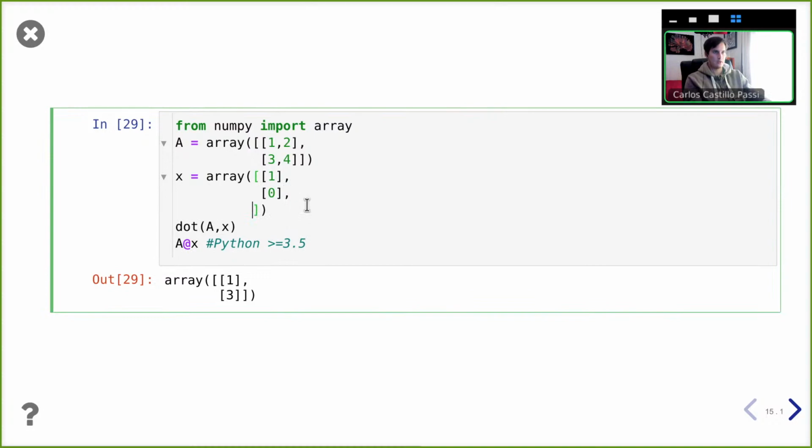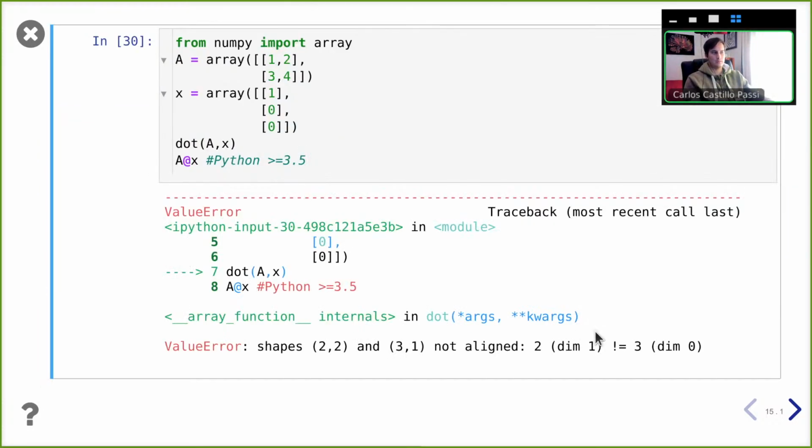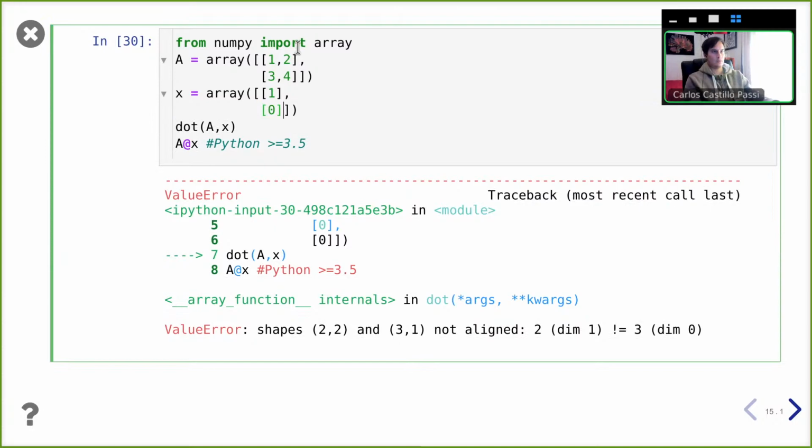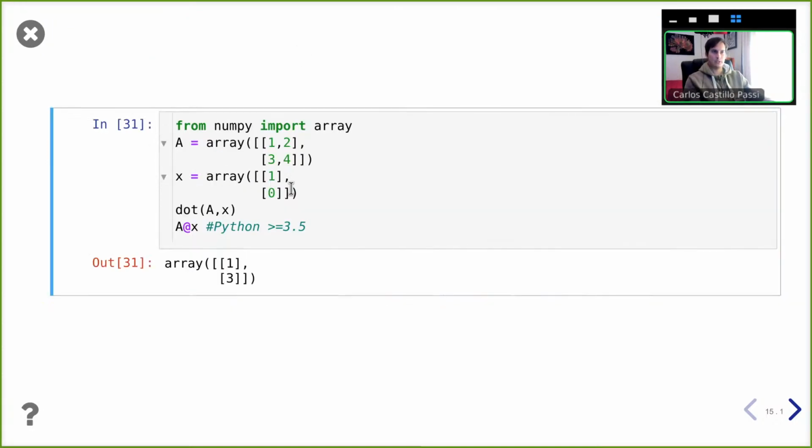If I add another row, basically it will give you an error. This does not make sense. But if you always use vectors that have the same dimension as the number of columns, it will work for any matrix.